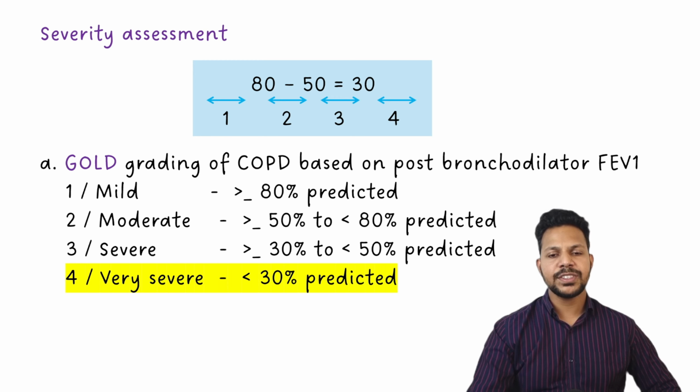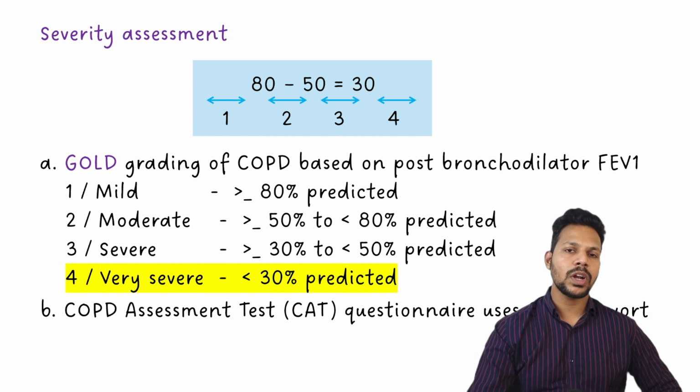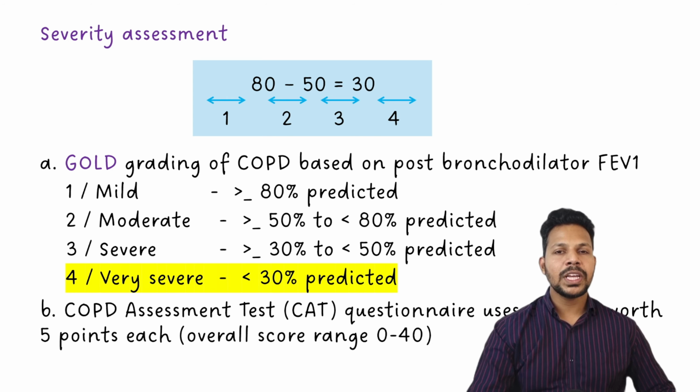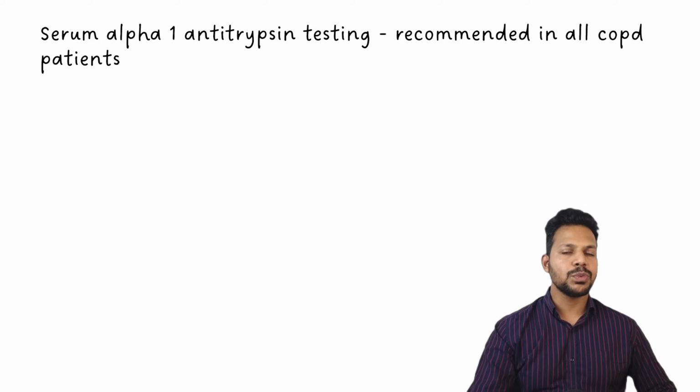And we also have the COPD assessment test questionnaire, which uses 8 items worth of 5 points each and the overall score of 0 to 40. But we commonly use this GOLD grading for the severity assessment. Then serum alpha-1 antitrypsin testing is recommended in all the patients of COPD.